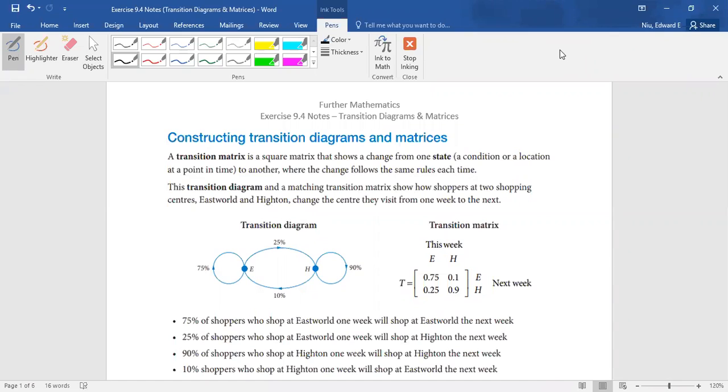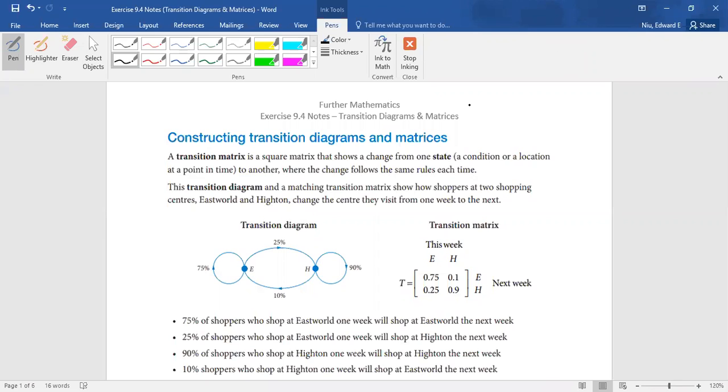We're going to talk about transition diagrams and matrices, which is pretty different to anything we've done so far, but I promise you it's not super duper difficult. All transition diagrams and matrices is a way for us to track change from one time frame to another.